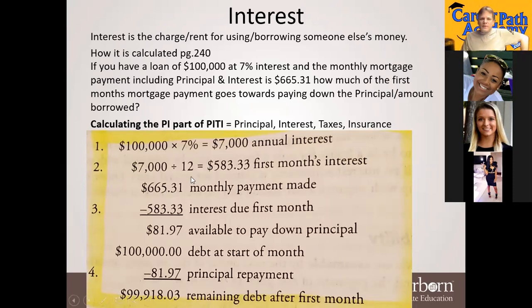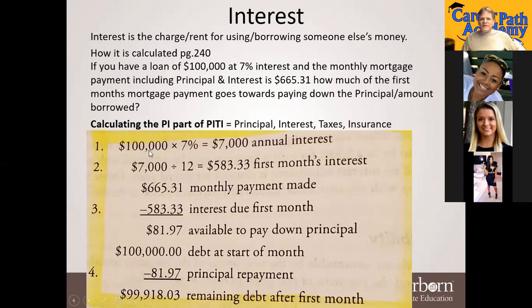Now, your monthly mortgage payment includes PI, principal and interest. Property taxes and insurance, that's separate. That's not part of your mortgage payment. It could be added into it, but that's a different type of loan. When you borrow money, you've got your principal, the amount you borrowed, and the interest, the rent you pay. So the loan itself is principal and interest.